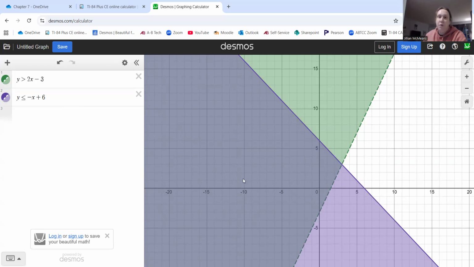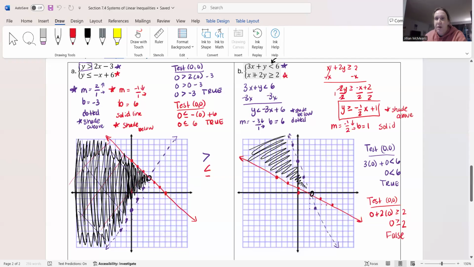solution right here. Okay? Now, for example 2, part B, we had 3x plus y is less than 6, x plus 2y is greater than or equal to 2. Remember, the process I want to see is I want to see you solving for y, determining your slope and your y-intercept, solid line, dotted line, testing points, that whole bit. But with Desmos, you can check your result very, very easily. So let's go to Desmos.